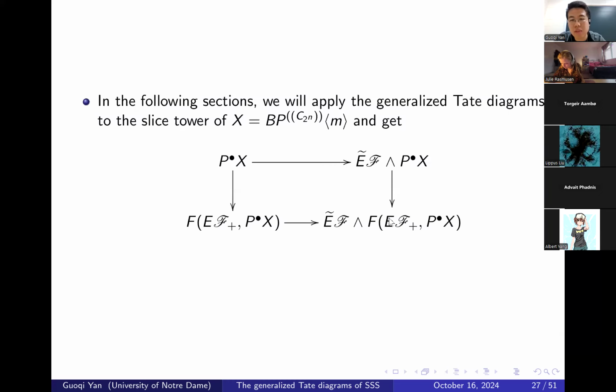In the following sections, we will apply the Tate diagram to the slice tower of X. The Tate diagram can be applied to a G-spectrum, but can also be applied to a tower of spectra. We will apply this to the slice tower, which gives us a way to compare different spectral sequences in this Tate diagram. And the duality of differentials I mentioned before will be deduced from this Tate spectral sequence over this corner.